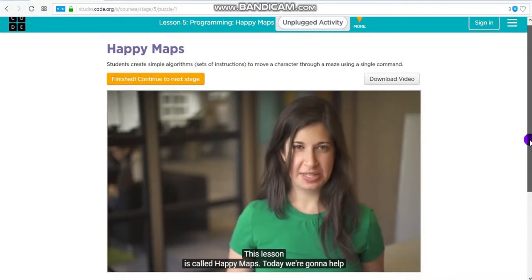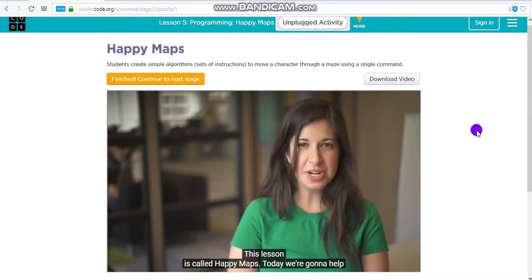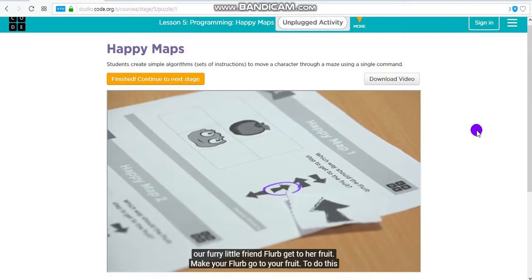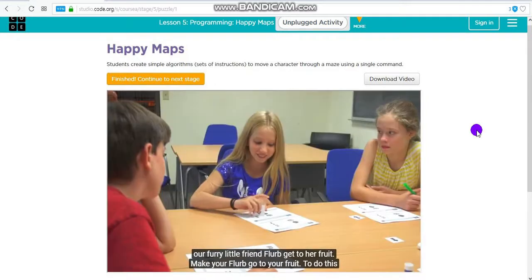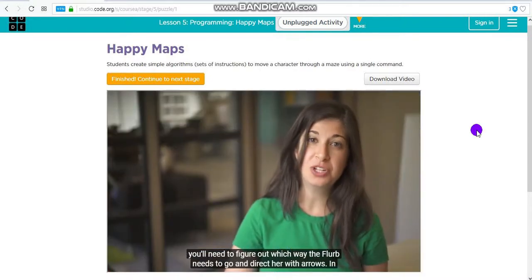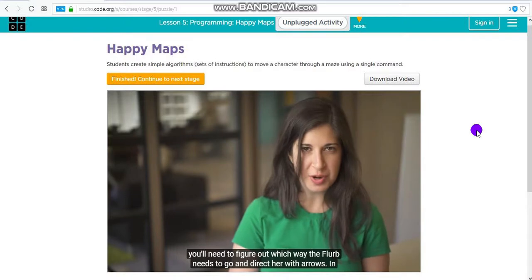This lesson is called Happy Maps. Today we're going to help our furry little friend, the flurb, get to her fruit. Make your flurb go to your fruit. To do this, you'll need to figure out which way the flurb needs to go and direct her with arrows.